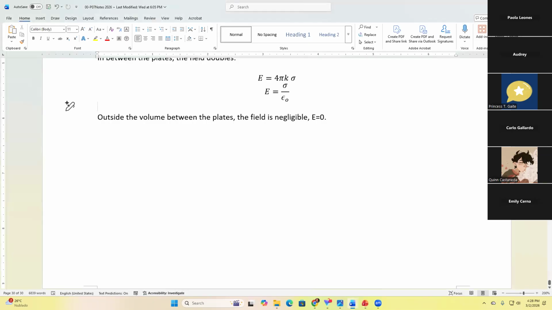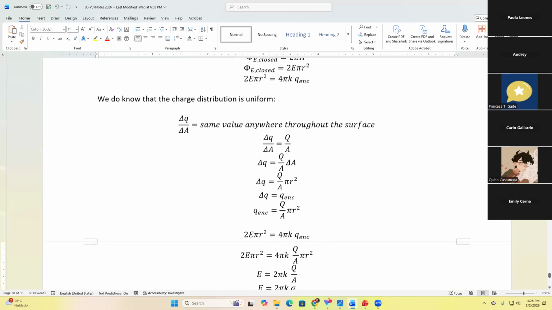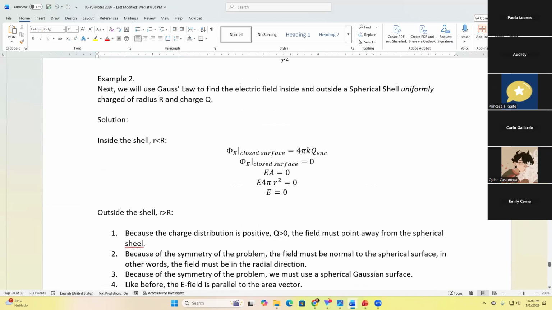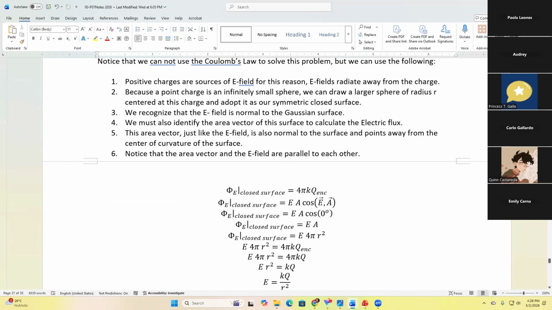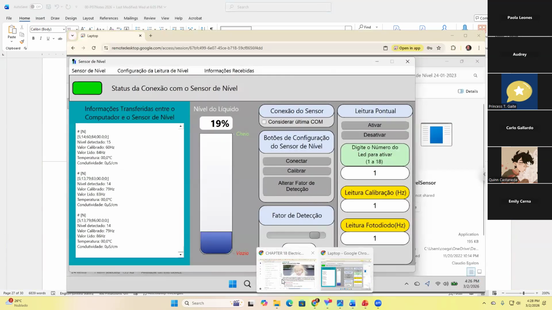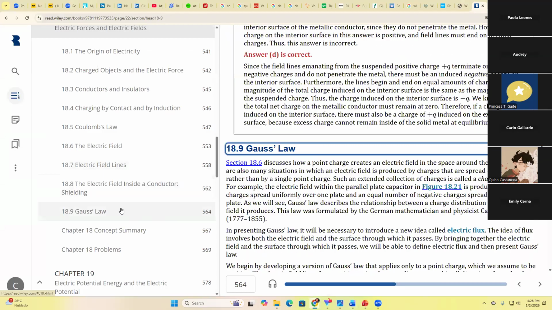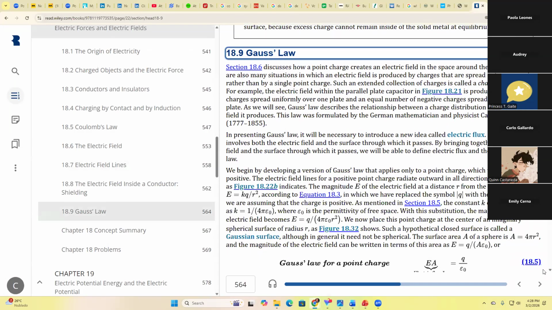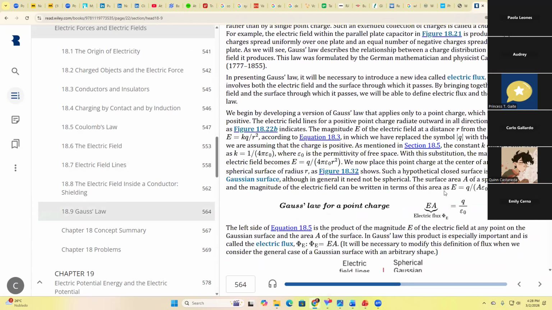Good. So we have those examples of how to solve problems using Gauss's law. Let's take a look at the book. Now this one right in here, Gauss's law. That's how his electric flux. See here, the electric flux. See, he's using a different notation, right?